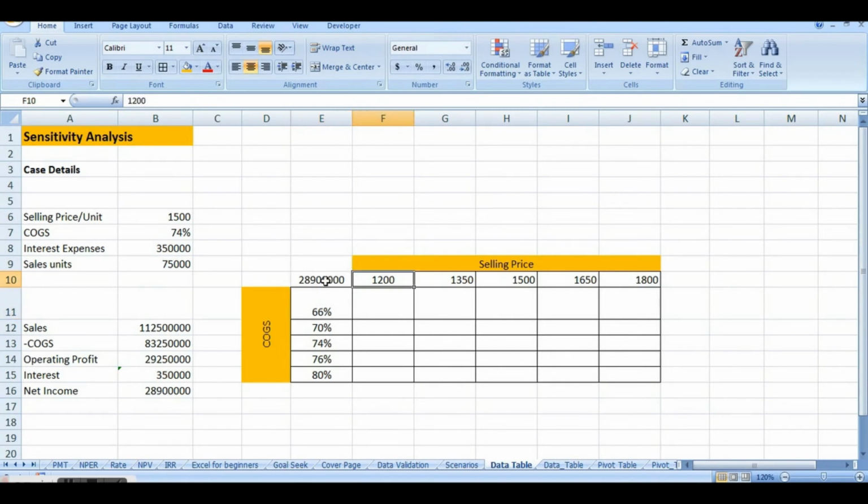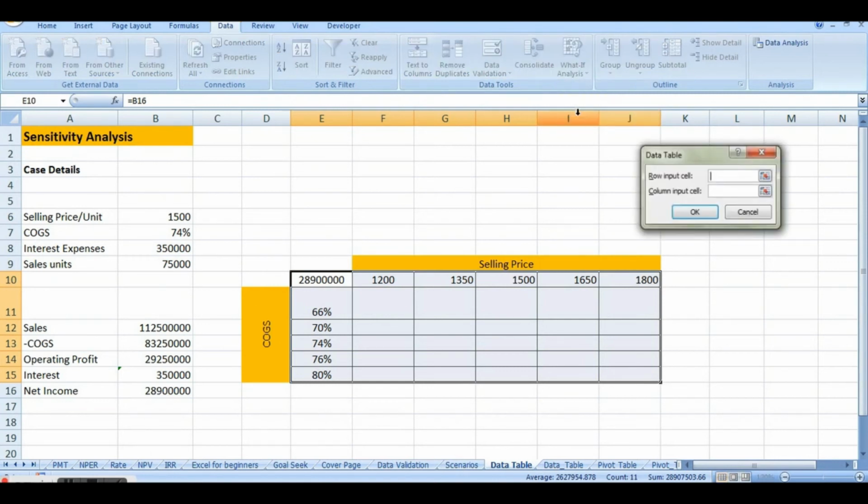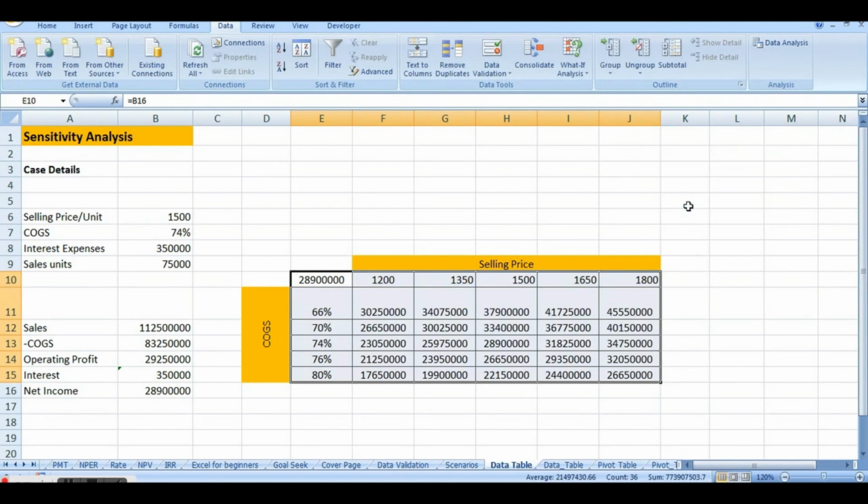the two changing variables. And now you have to select the entire table, go to data tab wherein you have what if analysis and data table as a function. Now your row inputs are selling price. So you have to go to the assumptions from where you are linking the entire table. Your column input cells are cost of goods sold. Again you have to go here into assumptions table and then press OK.